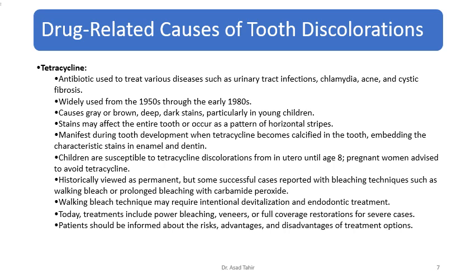Children are susceptible to tetracycline discolorations from 0 until age 8, and pregnant women are advised to avoid tetracycline. Historically viewed as permanent, but some successful cases have been reported with bleaching techniques such as walking bleach or prolonged bleaching with carbamide peroxide. The walking bleach technique may require intentional devitalization and endodontic treatment. Today, treatments include power bleaching, veneers, or full coverage restorations for severe cases. Patients should be informed about the risks, advantages, and disadvantages of treatment options.